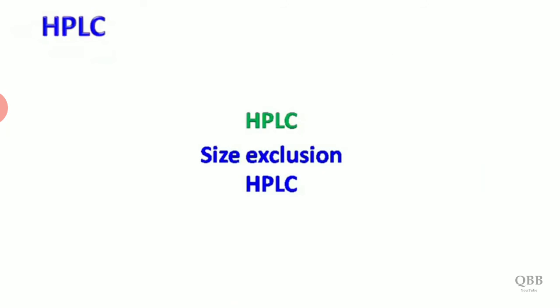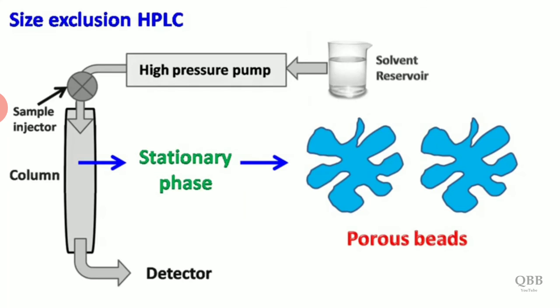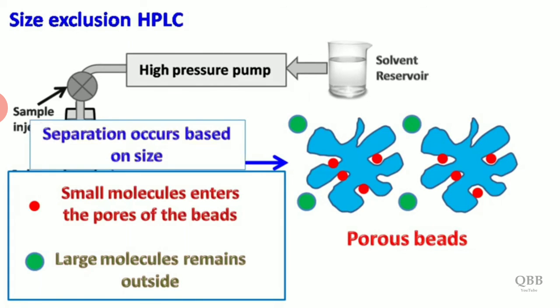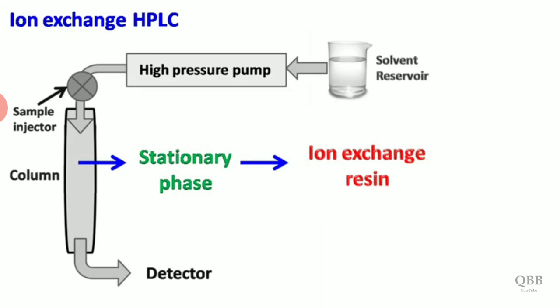In normal phase the stationary phase is polar. Now size exclusion chromatography. This topic I have discussed in my earlier video, so I can only summarize it here. The separation is based on size. The stationary phase has a porous bed; small molecules enter the pores of the beads while larger molecules remain outside. This way you can separate the compounds based on their size, and that's why it is called size exclusion chromatography.